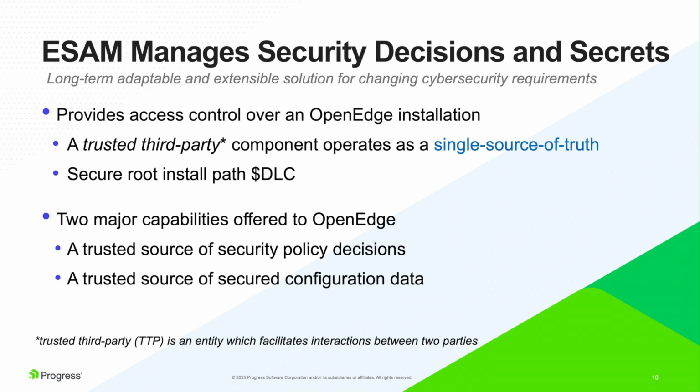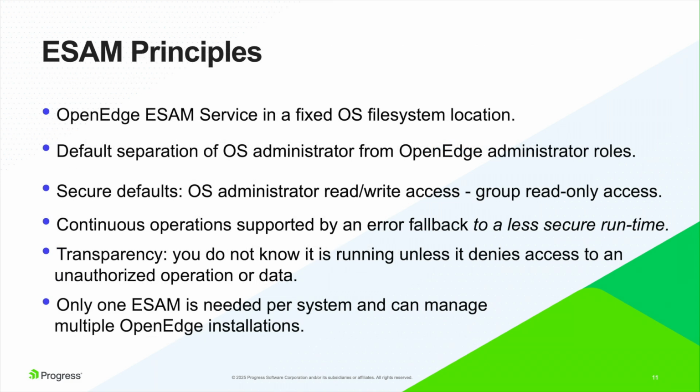There are two major capabilities available in ESAM for 12.8 to address those CWEs we just looked at. The ESAM is a trusted source for security policy decisions. So, who can access who and what can be run. And it is a trusted source for secure configuration data, again, making sure the keys to the keys is in a secure location. There were some principles that we defined during the creation of the ESAM, and I'd like to go over that.